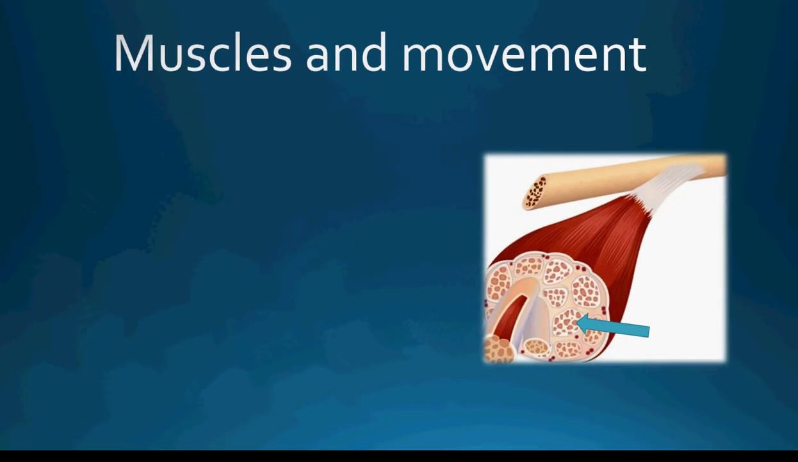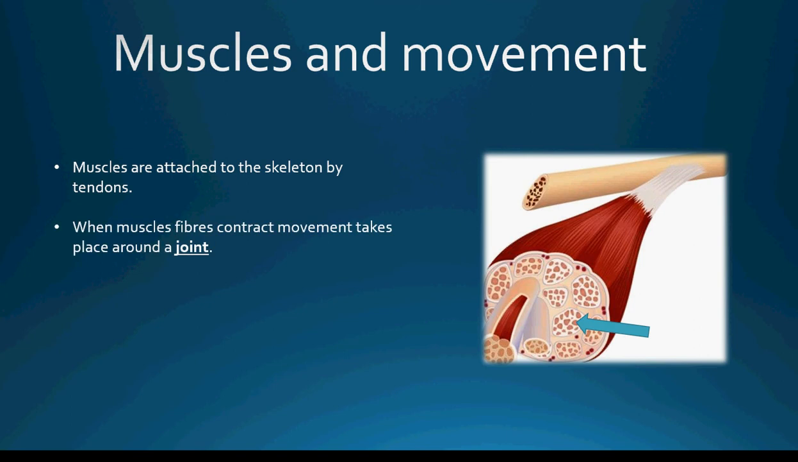So, muscles and movement. Muscles are attached to the bones of the skeleton by tendons. Each muscle, as you can see on the screen now, is made up of many cells or muscle fibers. When muscle fibers contract or pull against the skeleton, movement takes place. What they cannot do is push. Now, most voluntary muscles are long and thin, but when they contract they get shorter and thicker.